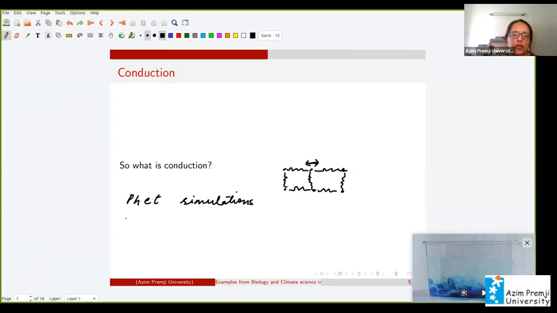So conduction involves random movement, and there's an exchange of energy required between particles and their neighbors. So broadly, that's how one visualizes conduction. Conduction can take place in solids, liquids, and gases, and it happens via local vibrations or movements and exchange of energy, either via springs in a solid or via collisions in a gas or a liquid.